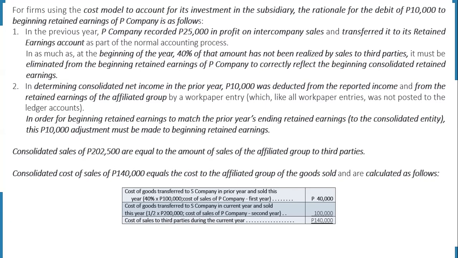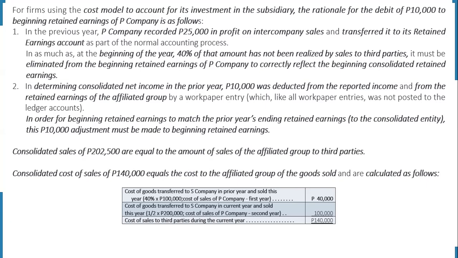That's the cost of sales of P company during the first year. Then we have the cost of goods transferred to S company in the current year and sold this year. So 1/2 multiplied by 200,000. Cost of sales of P company, second year. And so we have now the cost of sales to third parties during the current year.